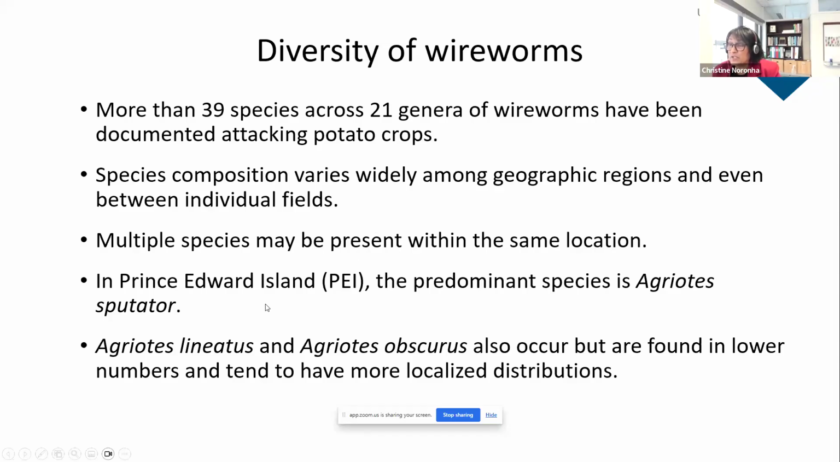In Prince Edward Island, the predominant species is Agriotes obscurus. We do have Hypnoidus abbreviatus as well, but Agriotes obscurus is the one that is the most commonly present in the fields where we are seeing damage, and it's quite widespread. It has moved and become quite widespread on the island.